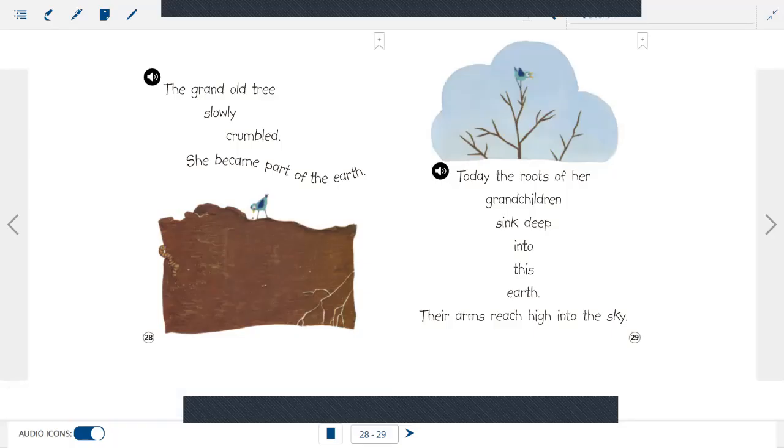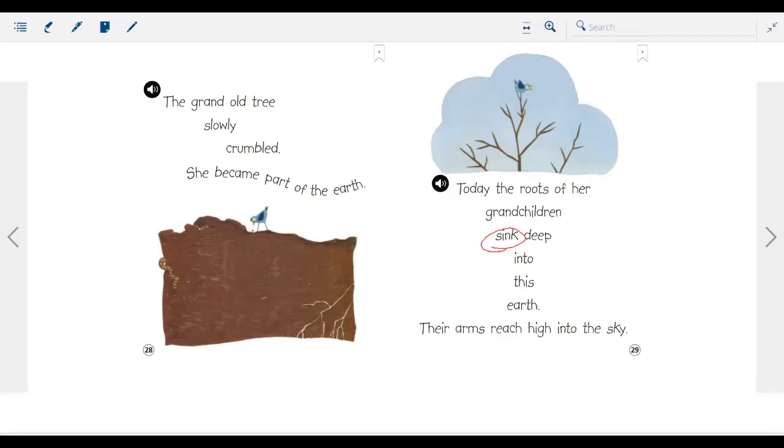So the word sink right here, that sometimes means a place where we wash our hands, right? A sink. What do you think the word sink means on this page? It means to go down. So what sinks deep into the earth? Roots.